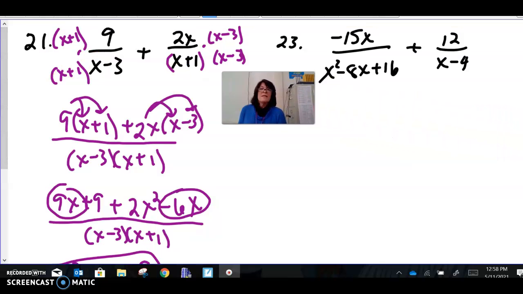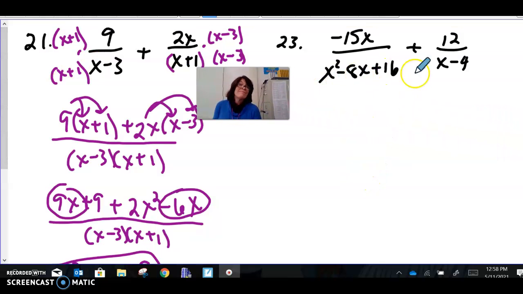Number 23. You see it? I have to factor. Thinking what multiplies to 16 and adds to 8. Things that multiply to 16 are like 8 times 2, 4 times 4. And we notice if I have two negatives, that'll give me a negative 8x when I add them together and a positive 16 when I multiply them. So this is my new denominator.